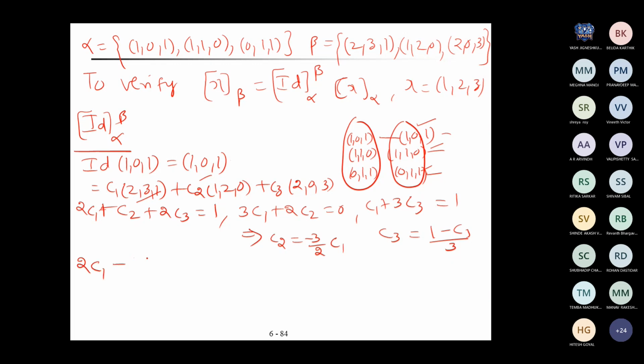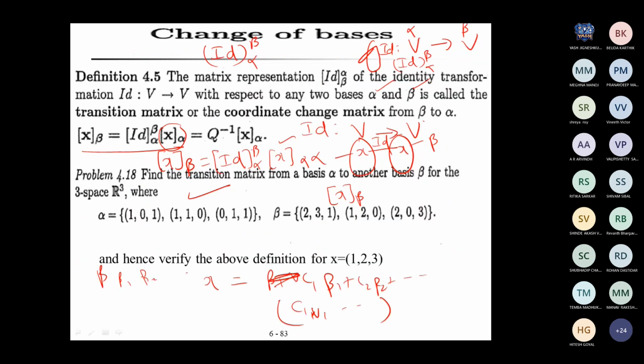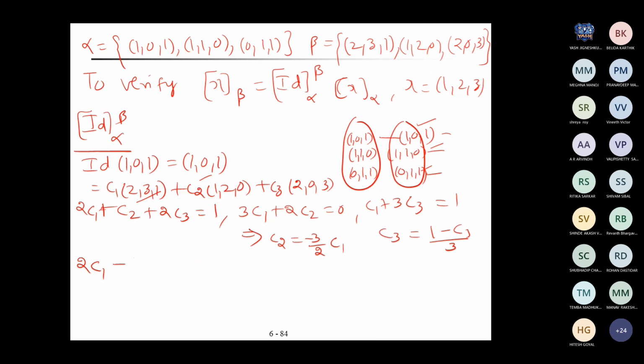Ma'am, X is equal to 1, 2, 3 is our assumption. In that question they have asked, verify the above definition for 1, 2, 3. Okay, ma'am. So your V is nothing but R cube, right? So 2C1 minus.